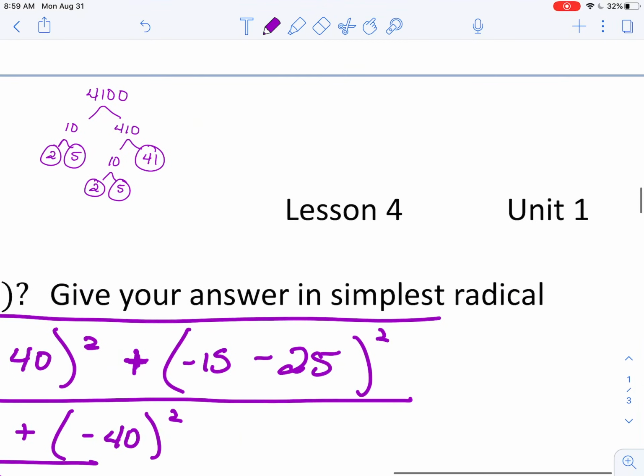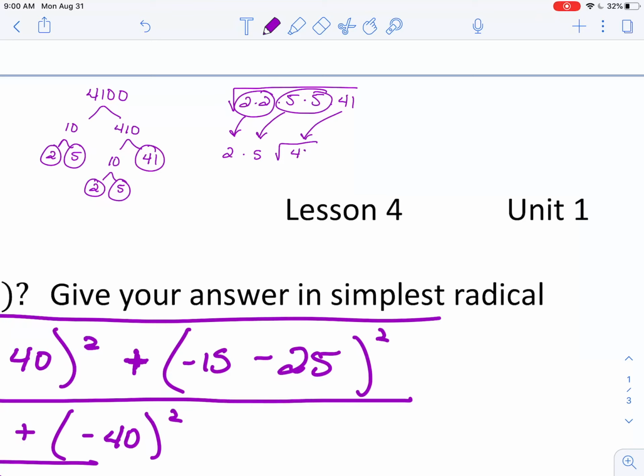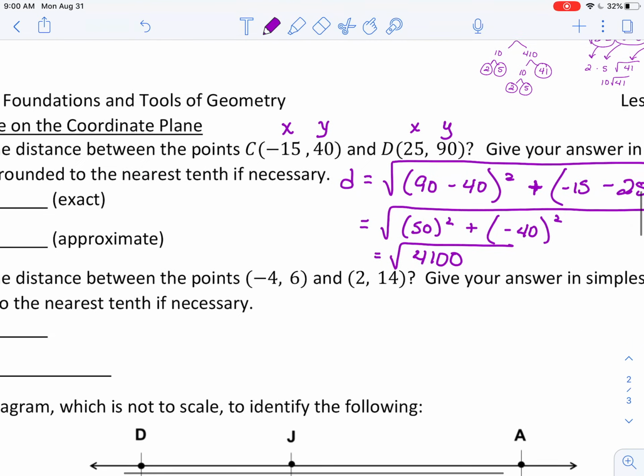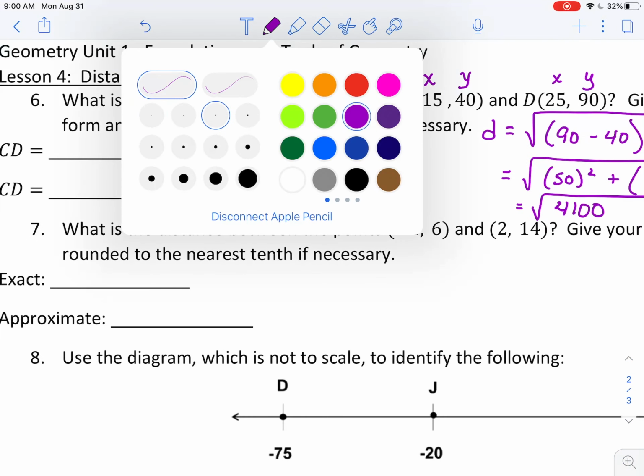So instead of the square root of 4100, I'm going to have the square root of 2 times 2 times 5 times 5 times 41. And since pairs make perfect squares, outside the radical will go a 2 because of the square root of 4. 5 times 5 is 25. Square root of 25 is a regular 5. And inside the radical is a 41. So when you multiply that 2 and 5, 10 square root 41 is the simplified answer. So that is our exact answer.